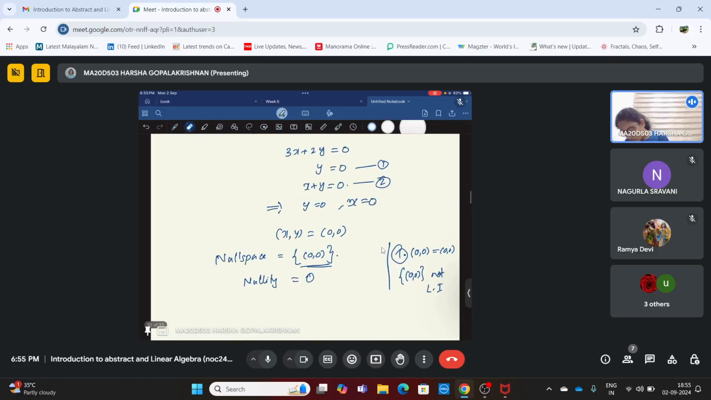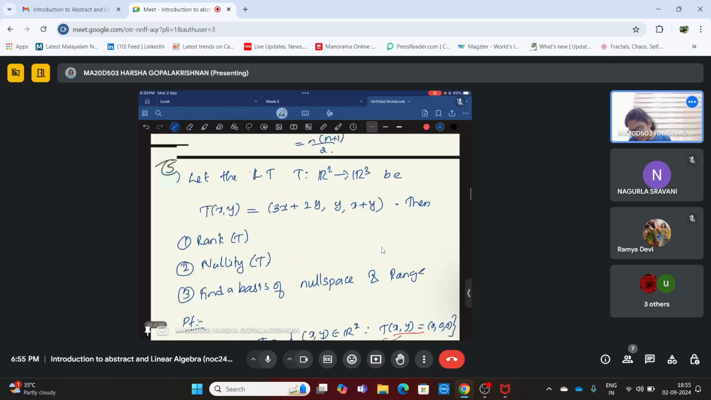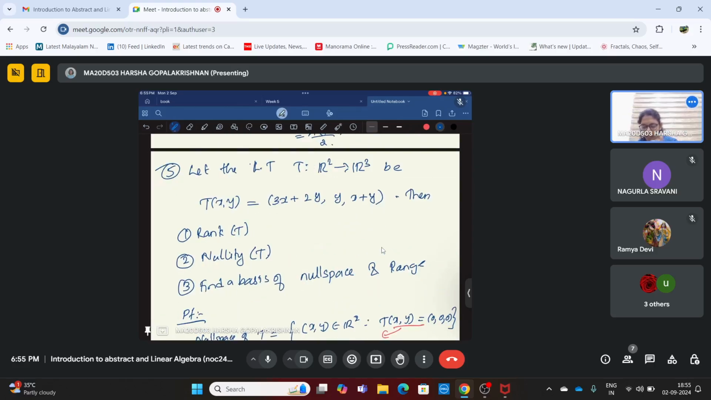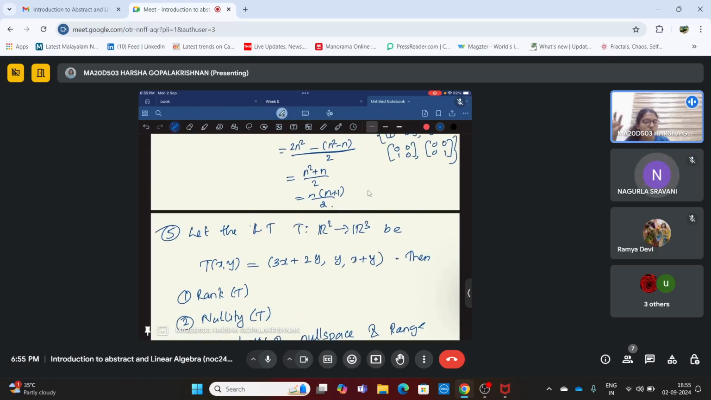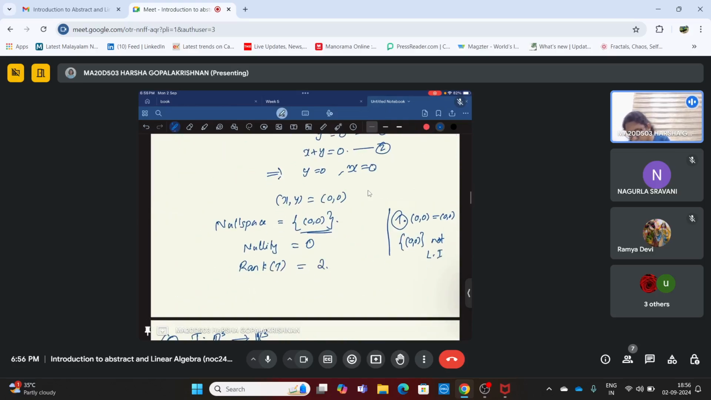Okay, nullity is 0. Now can you very quickly say what the rank is? T is from R2 to R3, nullity 0. So what is the rank? Rank plus nullity is the dimension of the domain space. Yes, 2. R2 is the domain, and R2 has dimension 2. Nullity we got is 0. So rank should be equal to 2, so that 2 plus 0 becomes 2. So the rank is 2.